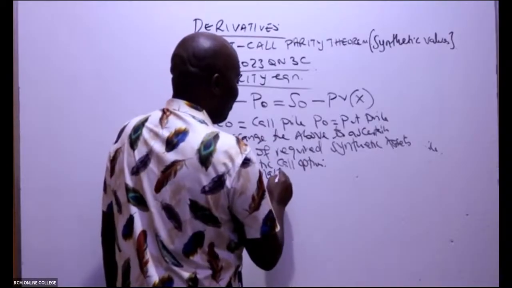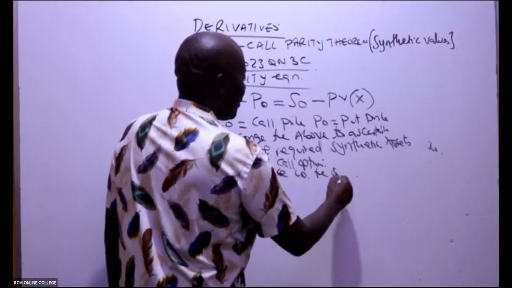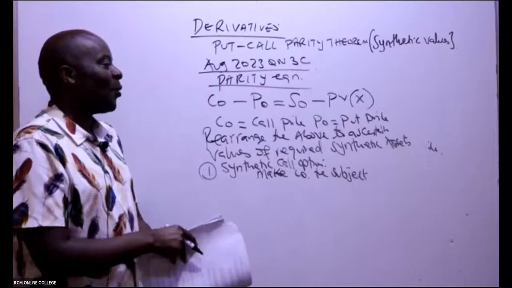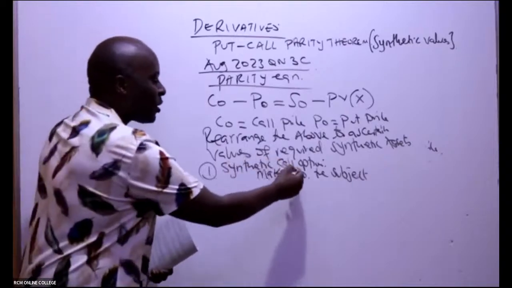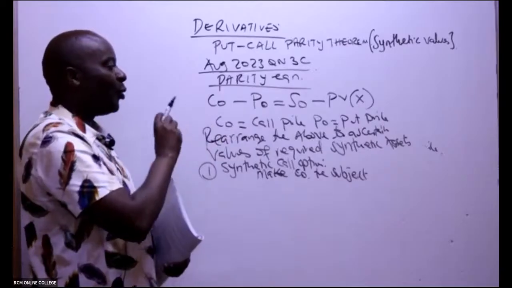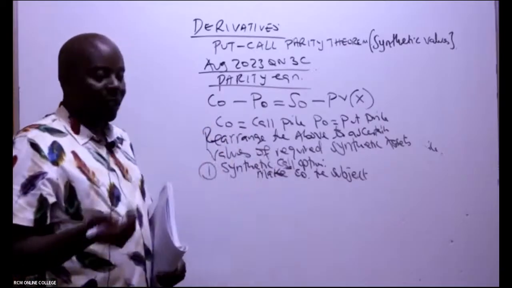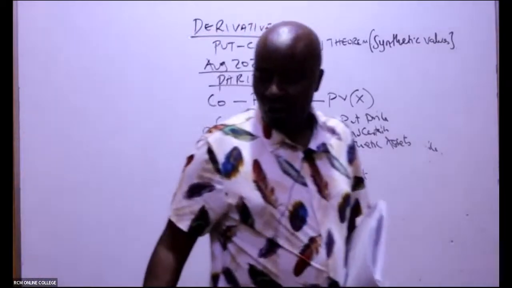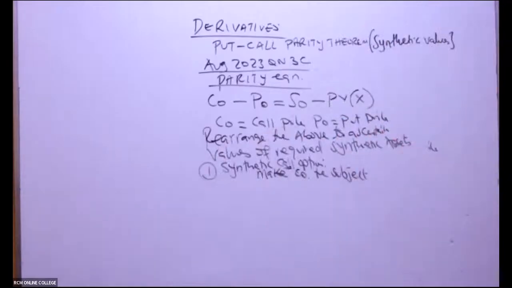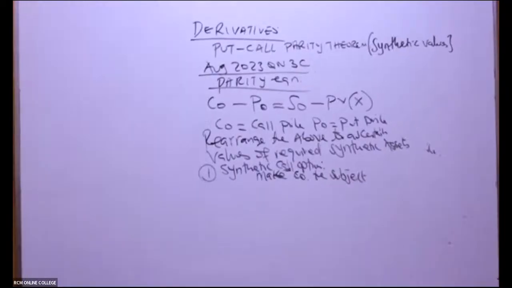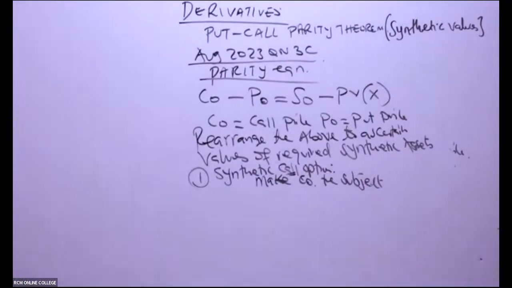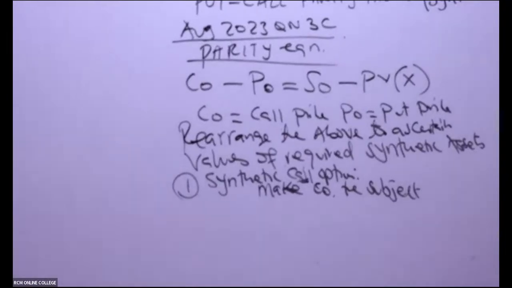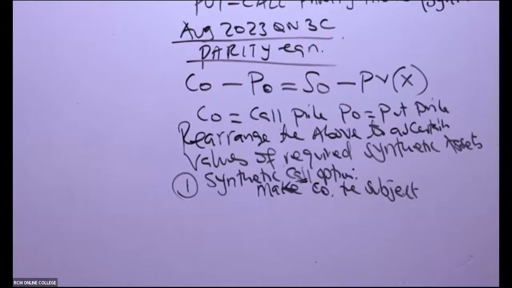Make CO the subject of the formula. Could you kindly do that for me? From this parity equation, because they want the call option, you simply make CO the subject of the equation. Do we know how to make these figures subjects of the equation, subjects of the formula? It's very, very easy.